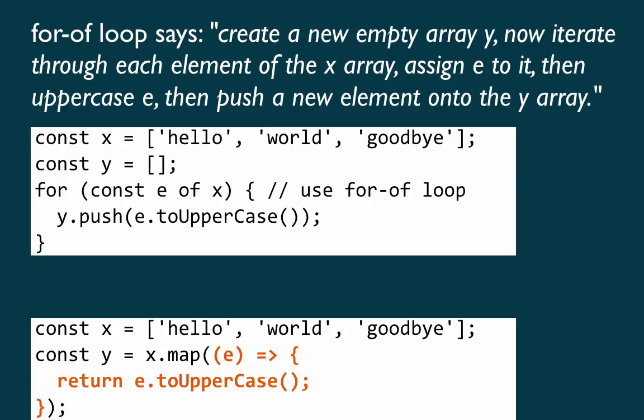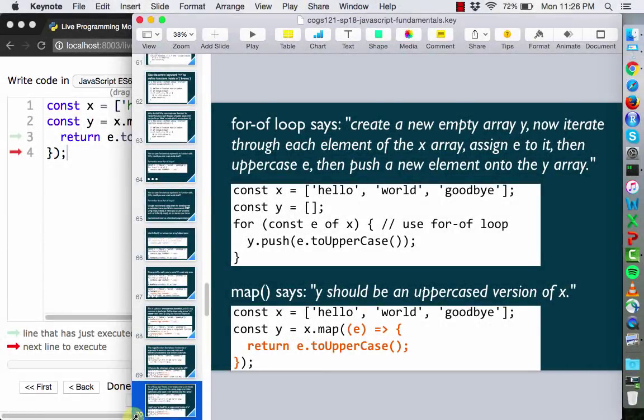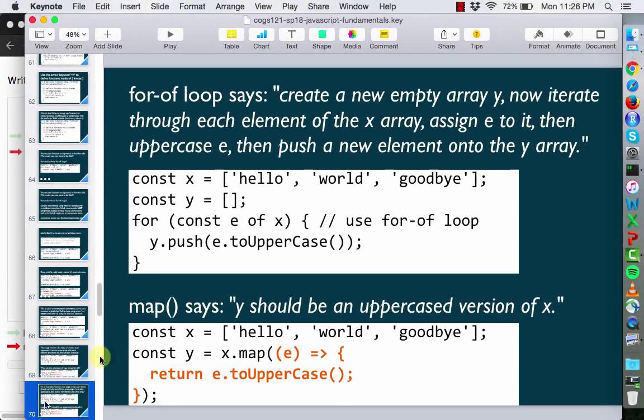It does an iterative, step-by-step process. Now, if you look at the map on the bottom, if you squint hard enough, you'll see that the relationship between y and x is a bit more direct. What the map says is y should be an uppercase version of x. If you read it in code, you say const x equals something, and then we just say directly const y equals this thing.